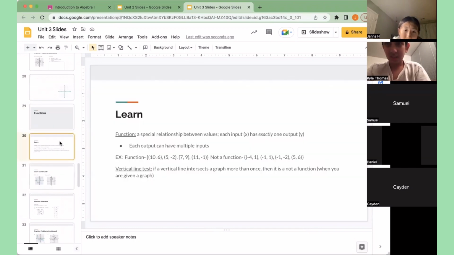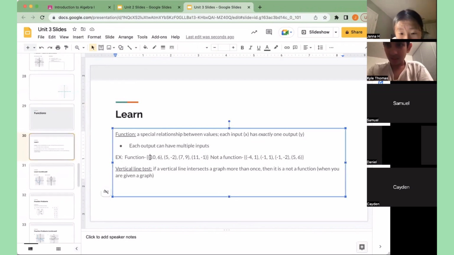Okay. So a function is a special relationship between values. Each input x has exactly one output, but each output or y can have multiple inputs. So for example, here this is a function because every x has only one y, but this is not a function because there are two negative ones that have different y's. So here, one input has two outputs, which is not a function.